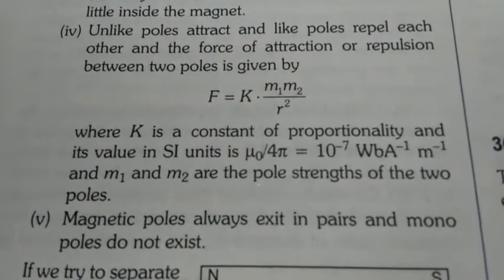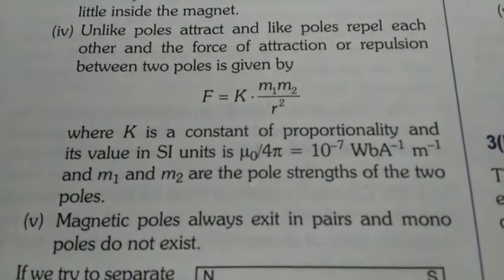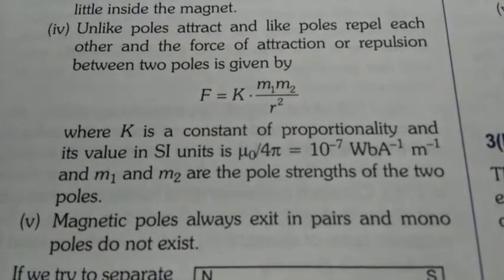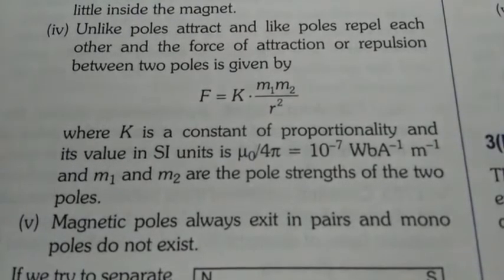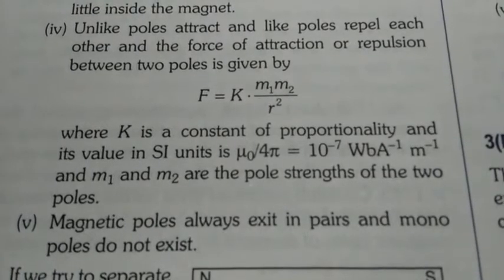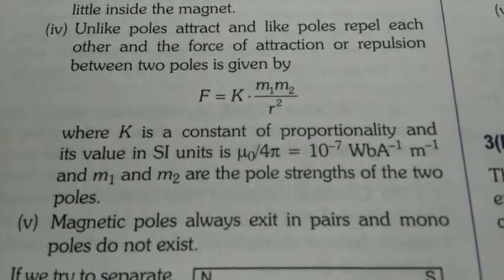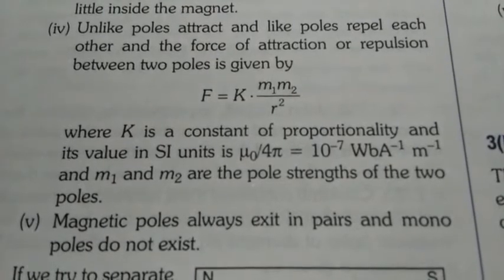Unlike poles attract and like poles repel each other, and the force of attraction or repulsion between two poles is given by this formula: F equals K into M1 M2 upon R square, where M1 and M2 are the strengths of the poles, R is the distance between them, and K is a proportionality constant.